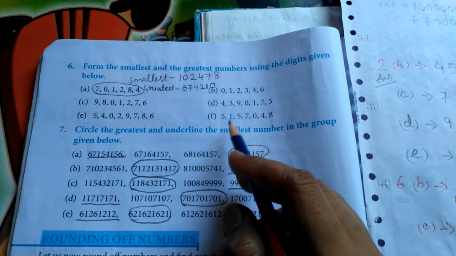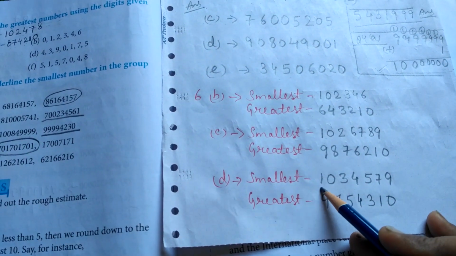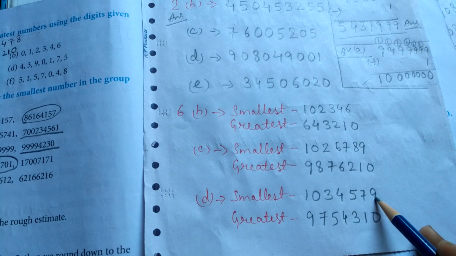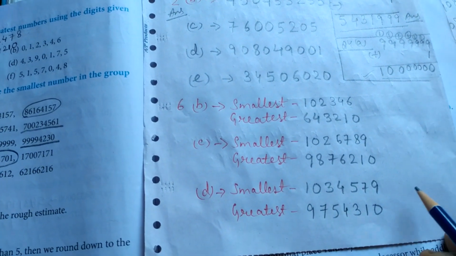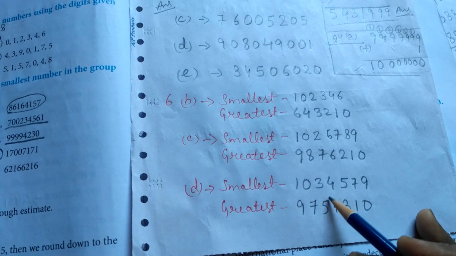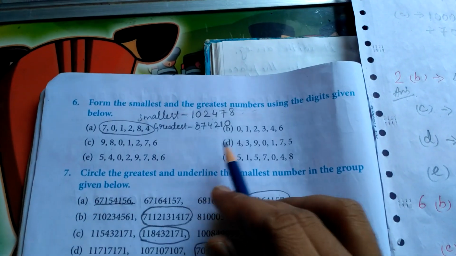Okay. Again with question number D, it is very interesting to do. While forming the smallest number, we will write 1, then we will immediately put 0, then 3, then 4, then 5, then 7, then 9. And while forming the greatest number, move oppositely. First we will put 9, then 7, then 5, then 4, then 3, then 1, then 0. Okay. So up to D I have solved.